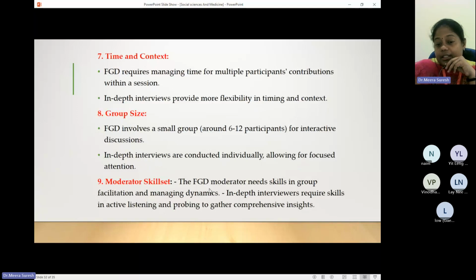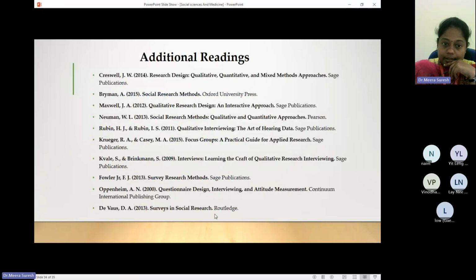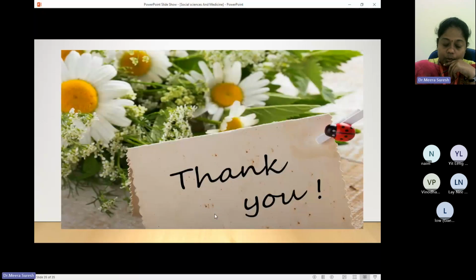As for moderator skill set, in FGD the moderator should be very able to control the group facilitation. In in-depth interviews, they require active listening and then probing. From a single word the person says, especially a politician, from that one word they have to go deeper. So some qualitative study examples are these. I can go. So this is for sections 4 and 7.